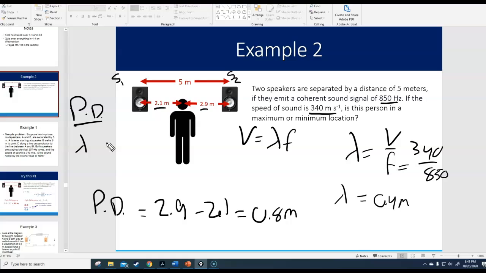And if the answer is an integer, then it's going to be constructive interference. If it's a half integer, like 1.5 or 2.5 or 3.5, then it's going to be destructive interference. In this case, we get 0.8 divided by 0.4, which is 2. In other words, the path difference is equal to 2 wavelengths. And so this is going to be a maximum location where we get constructive interference.